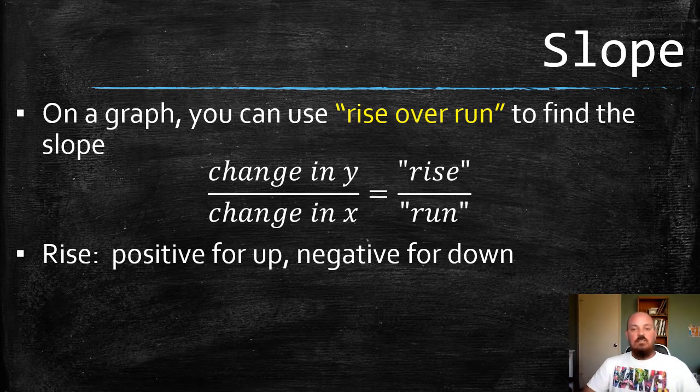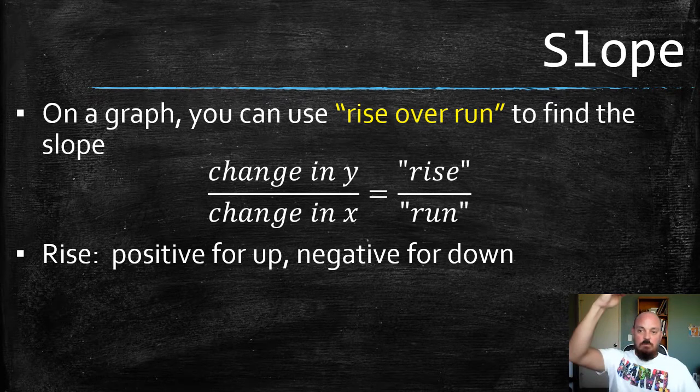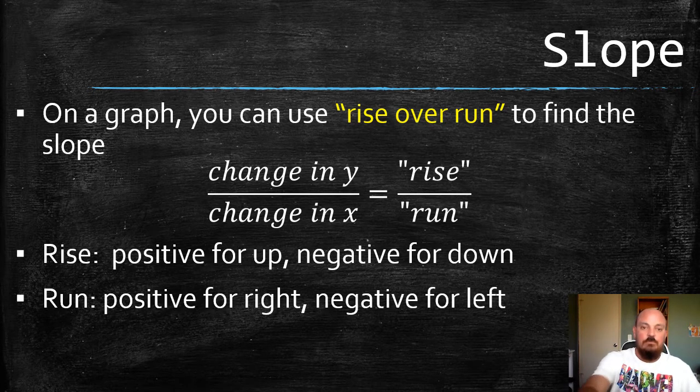So basically, the rise is how far it goes either up, you put a positive number, or down, you put a negative number. For run, that's how x is changing. So you're asking yourself, how far did I go to the right, which would be a positive number, or to the left for a negative.